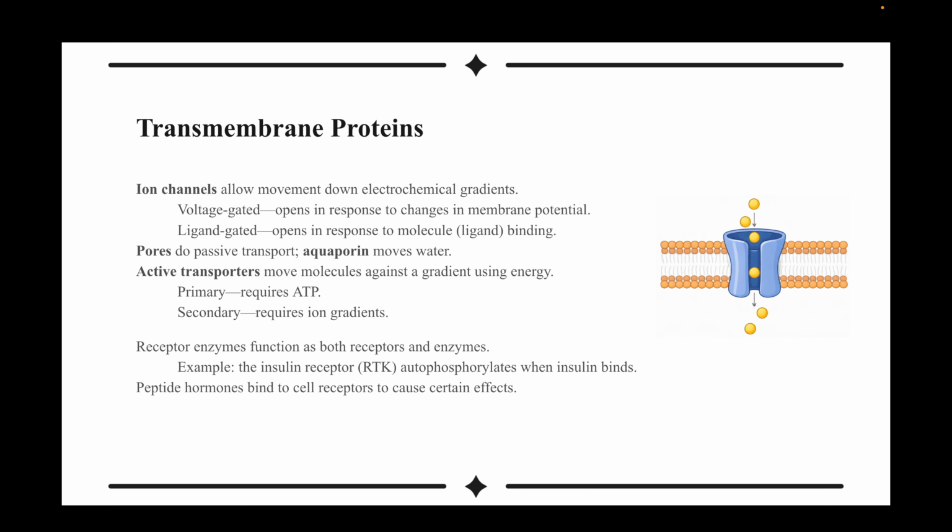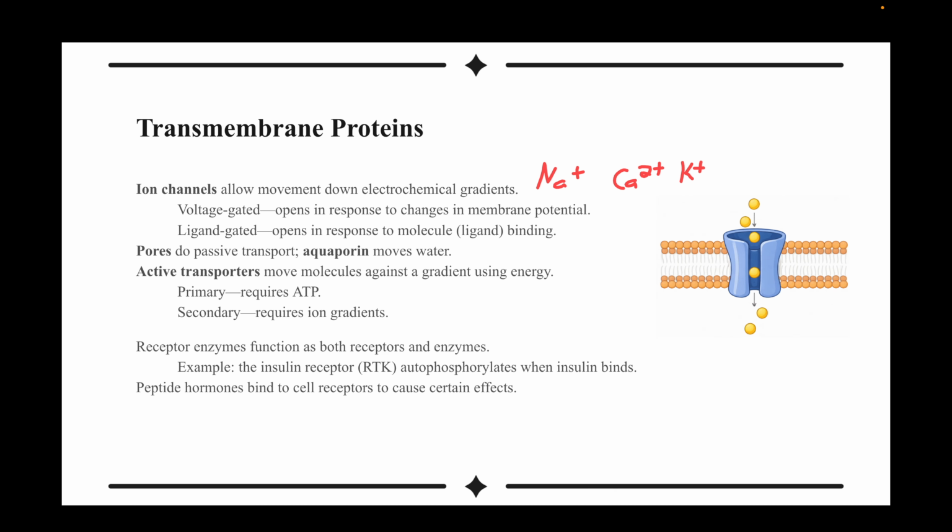Ion channels allow movement down electrochemical gradients. You'll see these being used for ions like sodium and calcium and potassium. Voltage-gated ion channels open in response to changes in membrane potential. Ligand-gated ion channels open in response to molecules or ligands binding. Pores do passive transport in the membrane. Aquaporin is a very important pore which moves water.